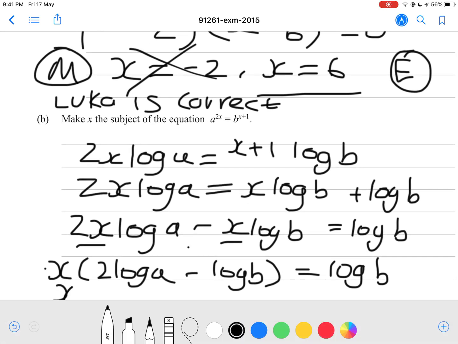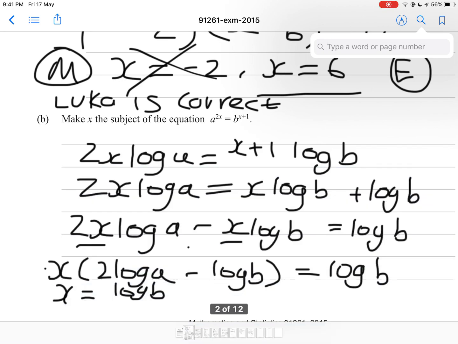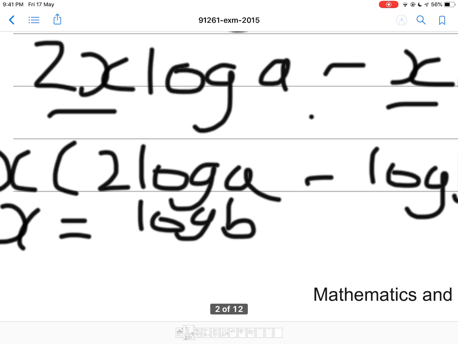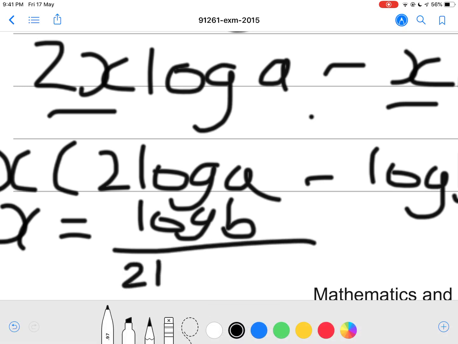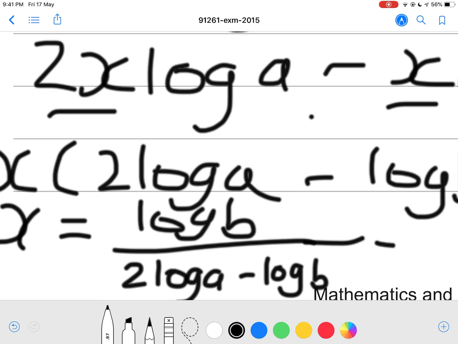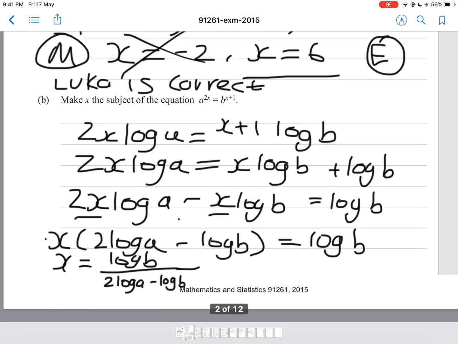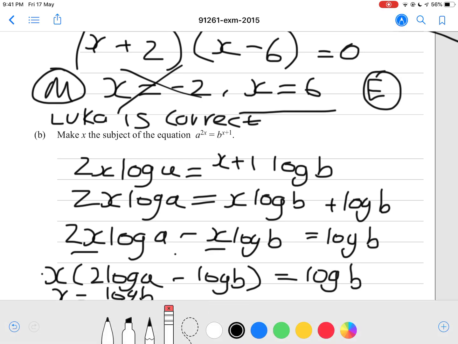So we can say x equals, sorry, it's a bit squished. Okay, so log b, we're going to zoom in a little bit here. Let's say log b divided by 2 log a minus log b equals x. So that's basically it. Okay, so getting all the way down here to x as the subject, that will get you an excellence grade.